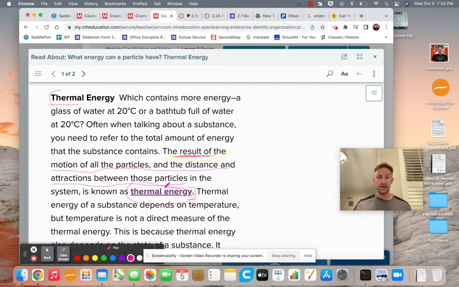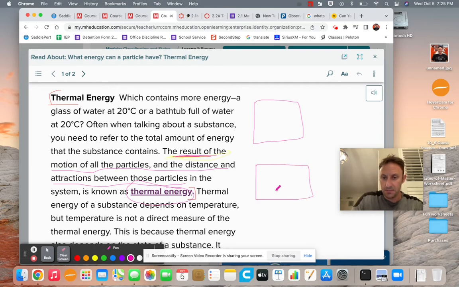So if something has thermal energy, you can show it by drawing the particles, drawing the distance between them, and then drawing the motion as well. So over here, go ahead and draw once again a couple of these. And in this bottom one, we'll just add a couple of pieces here.